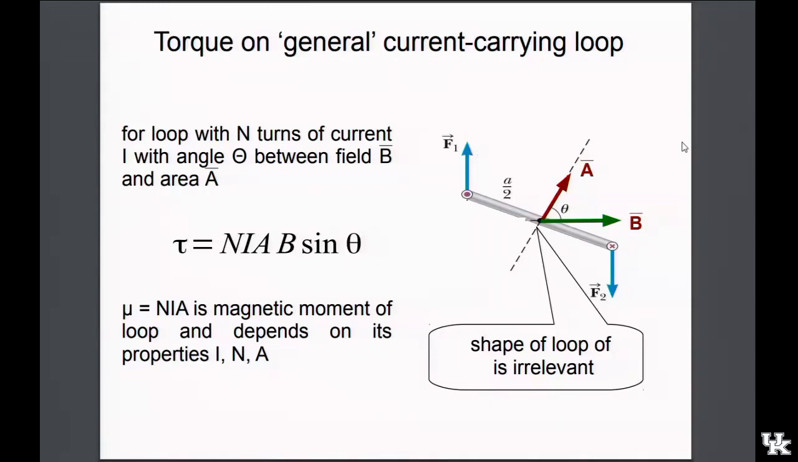So we worked out the problem of a loop in a magnetic field and the torque on it, but we did it for a special case. We did it for a rectangular loop, we did it for a single turn of loop, and we did it for a loop where its vector A was at right angles to the magnetic field. This equation here is the general equation when you've got any shape of loop, it just has an area A. You've got any number of turns in your loop, number of turns N. And it's at any orientation in a magnetic field. Theta is the orientation of the loop in the magnetic field. So this is the general equation here.